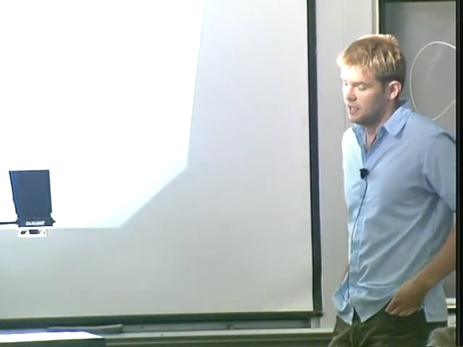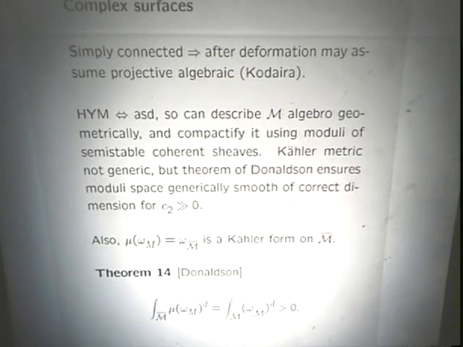But the invariants don't always vanish. So the other case, we mentioned that the anti-self dual equation has a good interpretation as the Hermitian-Yang-Mills equation if you're on a Kähler surface. So in fact, if you're on a complex surface, simply connected complex surface, up to deformation, it's actually projective algebraic.